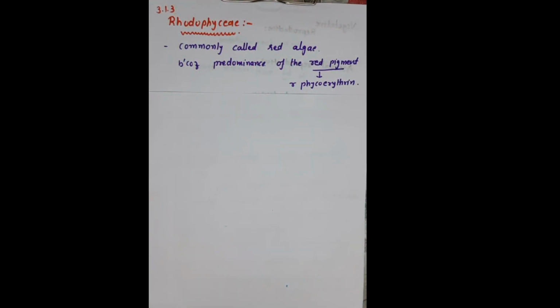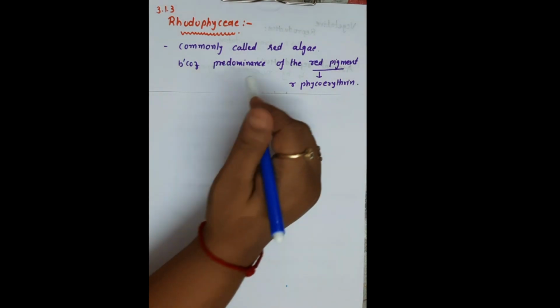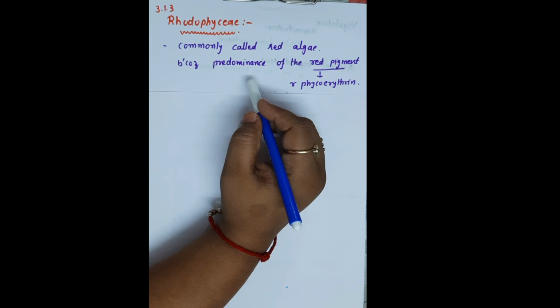Good morning everyone. In the previous lecture we discussed algae and its two classes. Chlorophyceae, known as green algae, which possess major pigments chlorophyll A and B. Then we discussed Phaeophyceae, known as brown algae, which possess main pigments chlorophyll A and C, then carotenoids and xanthophyll.